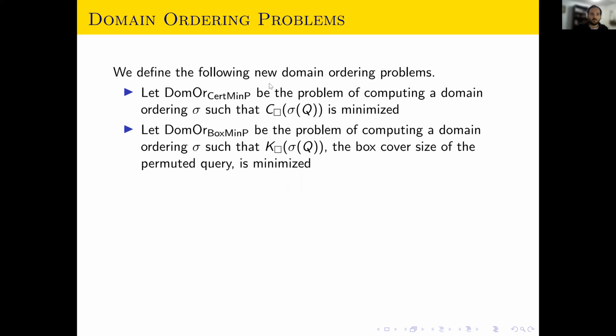We'll now define the following new domain ordering problems. Let the domain ordering certificate minimization problem be the problem of computing a domain ordering sigma such that C box sigma Q, the certificate size of the permuted query, is minimized. And let the domain ordering box minimization problem be the problem of computing a domain ordering sigma such that K box sigma Q, which is the box cover size of the permuted query, is minimized.